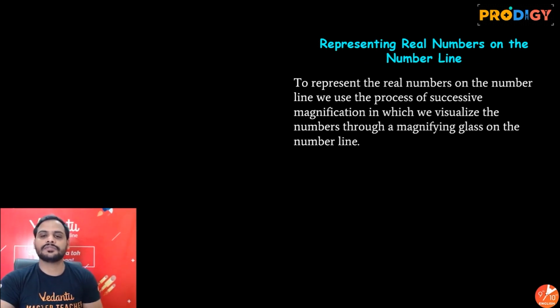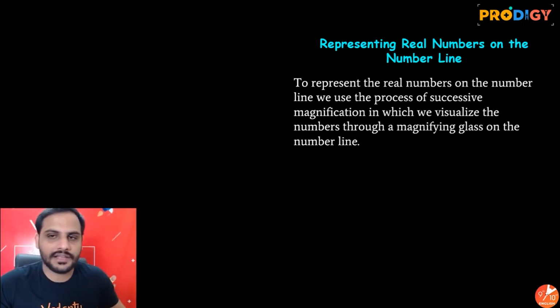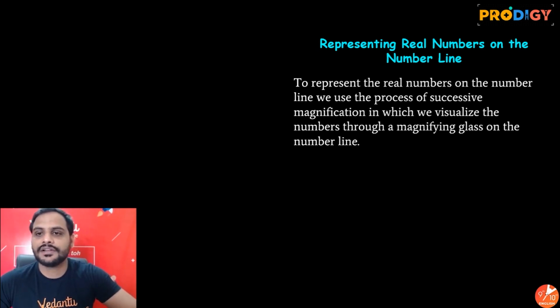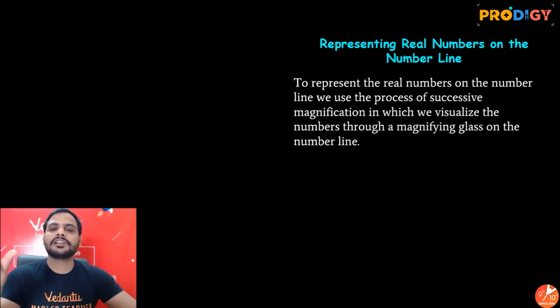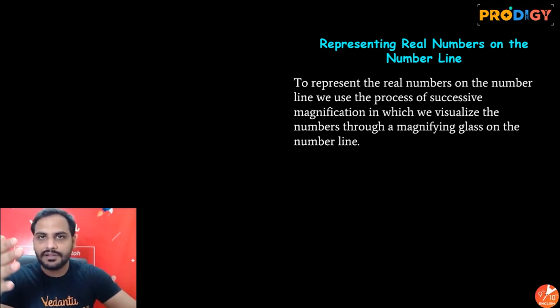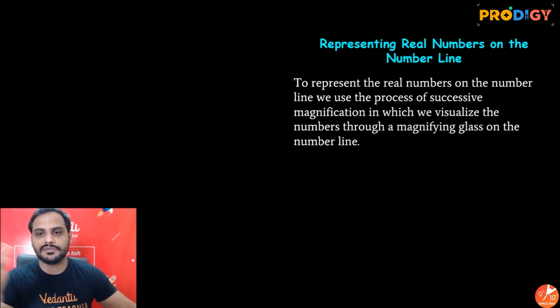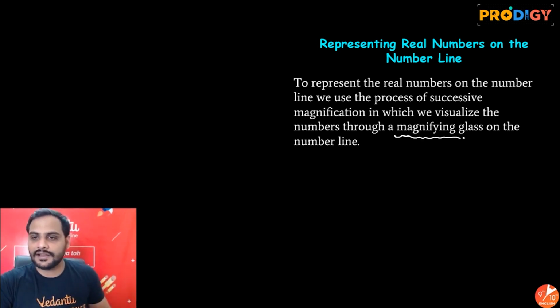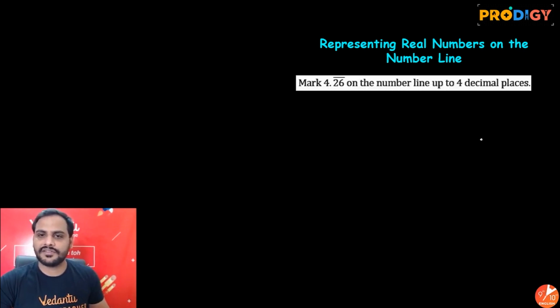Alright, then comes one important topic, that is representing real numbers on the number line. In this we will be talking about decimal numbers, and we will represent them up to some decimal digits, say up to 3 decimal digits or up to 4 decimal digits. So we can use a magnifying glass. What it says, beta, it says a very simple thing.